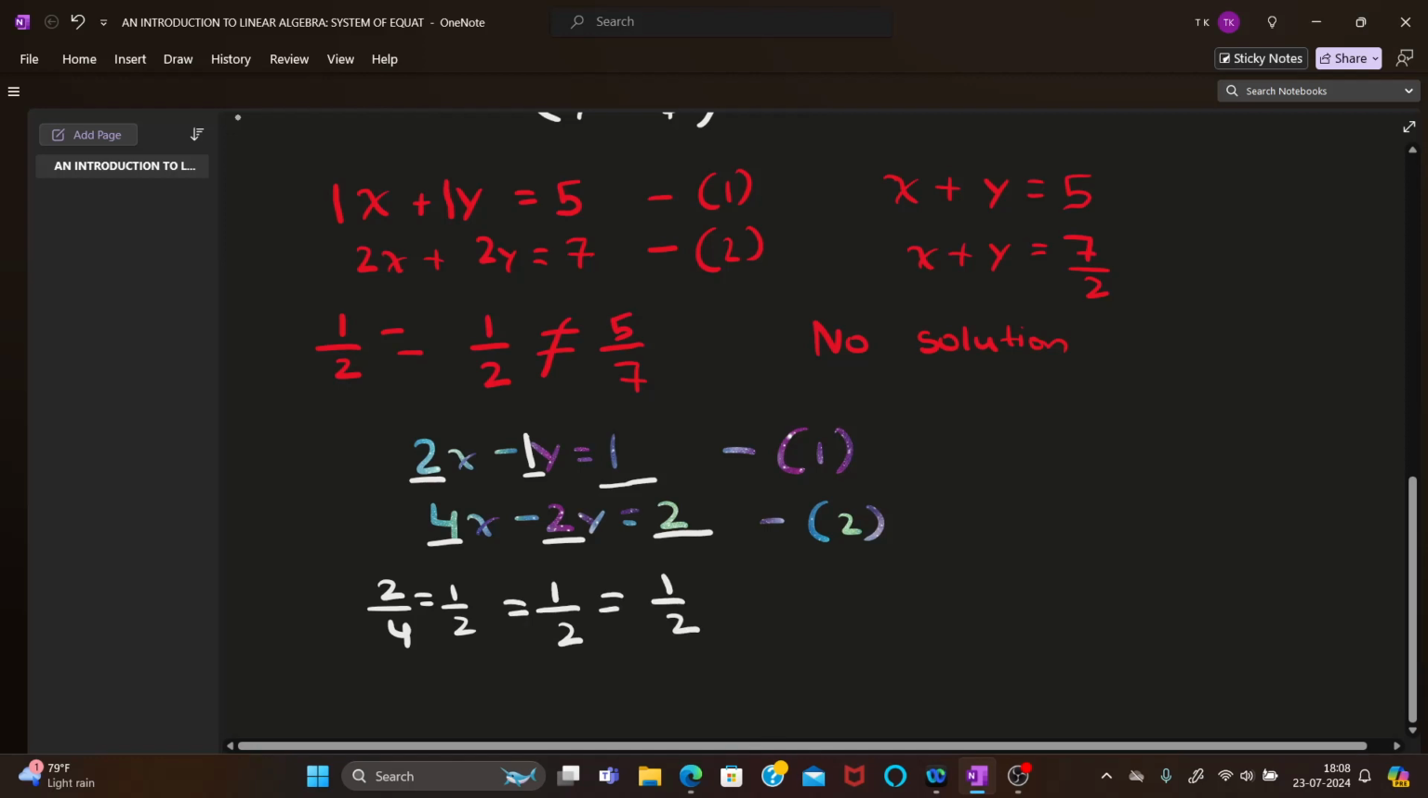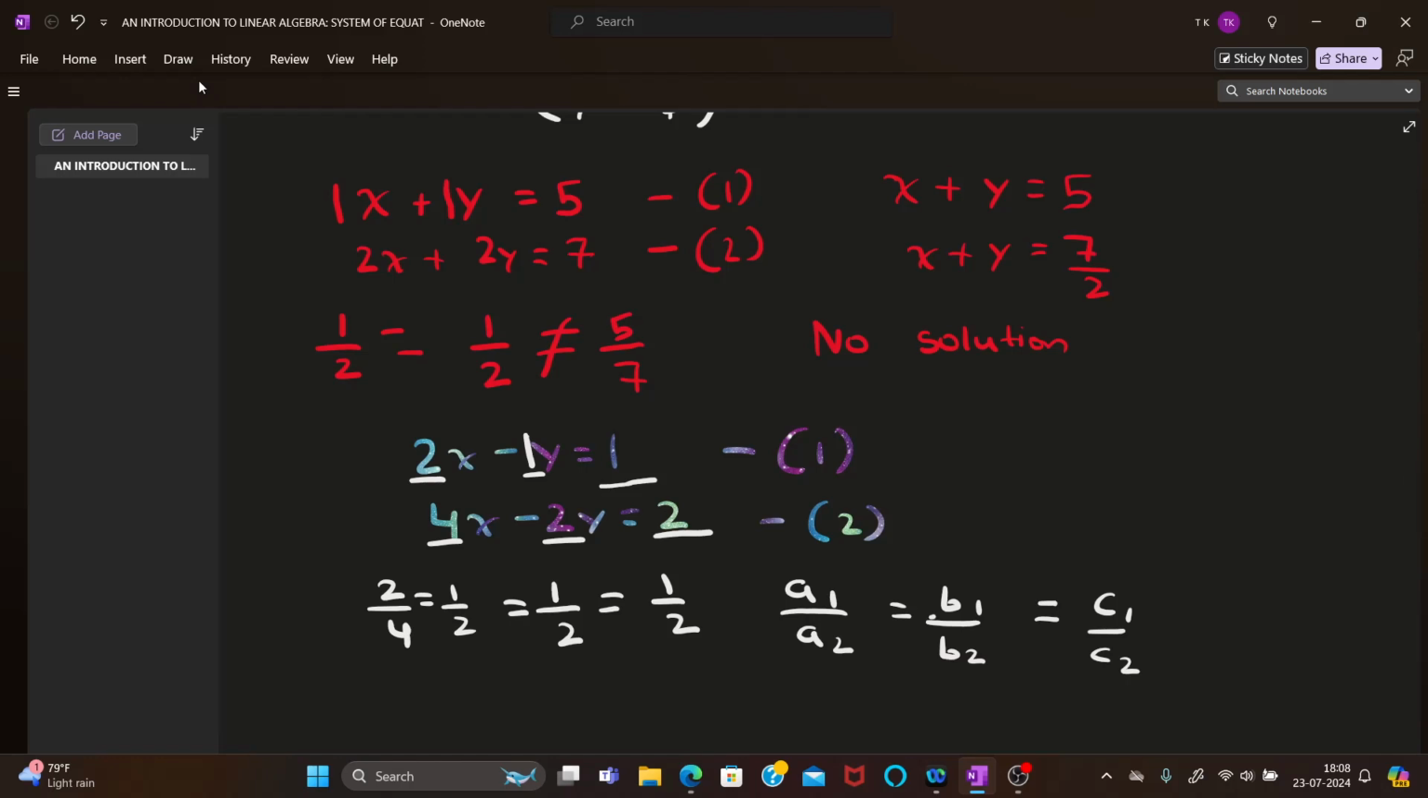So all three of these are equal. So now we can conclude that A1 over A2 is equal to B1 over B2, which is equal to C1 over C2. So that means that there are infinite solutions, which means there are infinite possibilities of x and y values which satisfy the conditions of the system. So the equations represent the same line in the plane, meaning any point on this line satisfies both equations. Therefore, there are infinitely many solutions to the system.